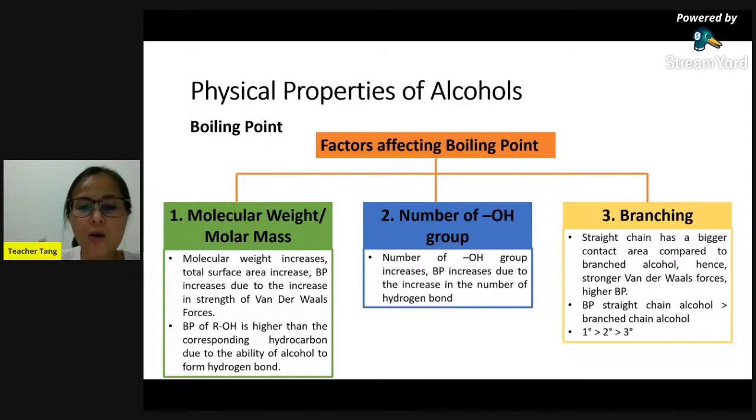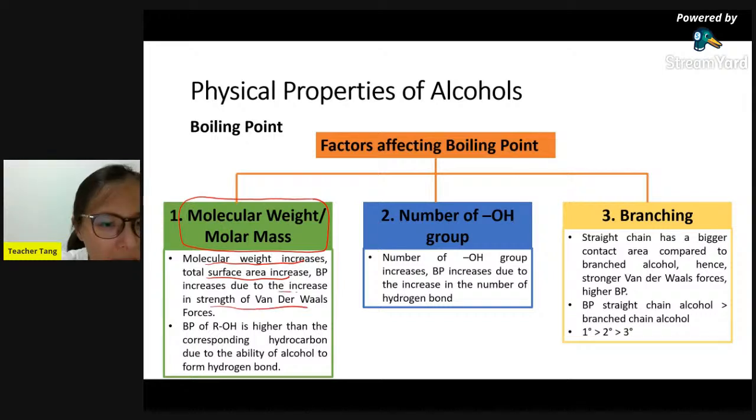Then now we move on to look at the physical properties of alcohol. So for physical properties of alcohol, tonight I'm going to go through 3 physical properties of alcohol. So the first one, boiling point. So like other classes of compound, the boiling point of alcohol is affected by molecular weight or molar mass. So still remember, when the molar mass increases, the surface area in contact between molecules increases. So therefore, the van der Waals forces become stronger and the boiling point increases.